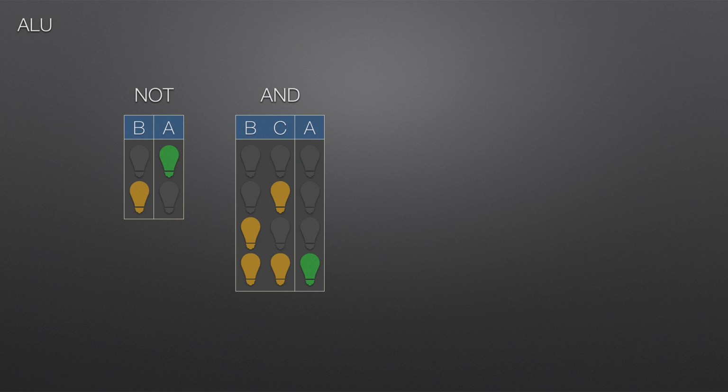Slightly more interesting then is the AND logic function. So again, this now uses both registers, B and C, and for any bit of that, if both bits are off, the result is off. If either one of the bits are on, the result is still off. It's only on when both B and C have a bit set.